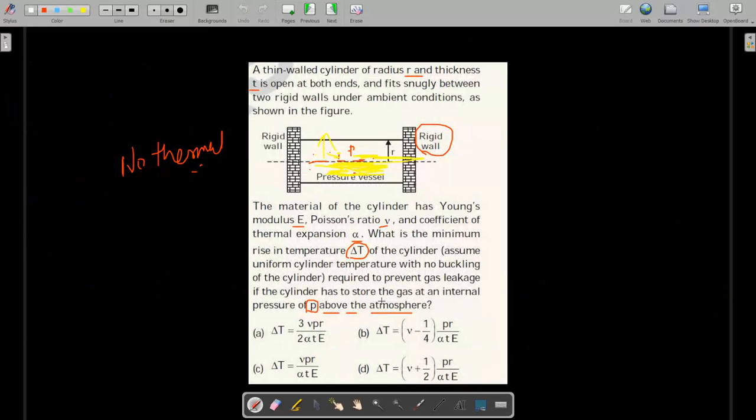So what is our option? Here small nu is written, but I have taken it as mu here. So option C will be the right answer.